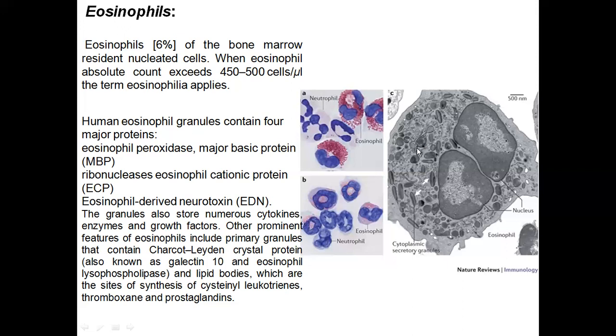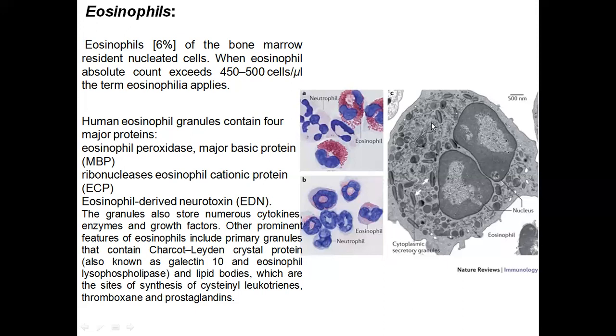But the contents of the granules are not limited to these proteins and enzymes, because the granules also store numerous cytokines, enzymes, and growth factors. Other prominent features of eosinophils include primary granules that contain Charcot-Leyden crystal protein, also known as galectin 10, and eosinophil lysophospholipase, and lipid bodies, which are the site of synthesis of cysteinyl leukotrienes, thromboxane, and prostaglandins.